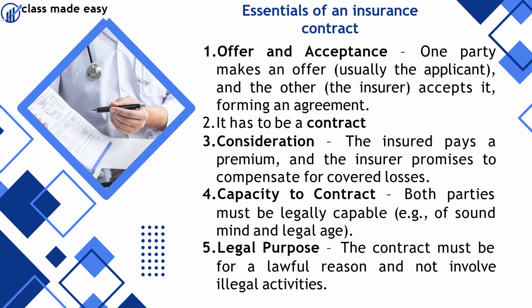And lastly, the final essential of an insurance contract is that it has to have a legal purpose. The contract must be for a lawful reason and not involve illegal activities. Illegal activities are those activities that the law does not allow within a particular jurisdiction. For example, you cannot seek to insure a company that is doing activities around poaching, or illegal trade in elephant body parts. That is not allowed.